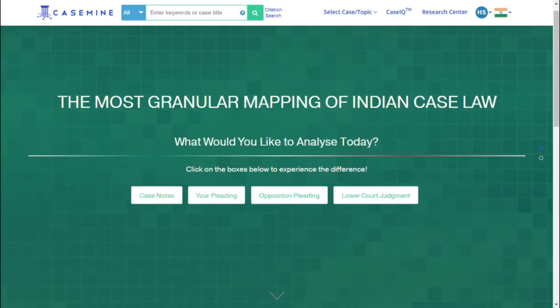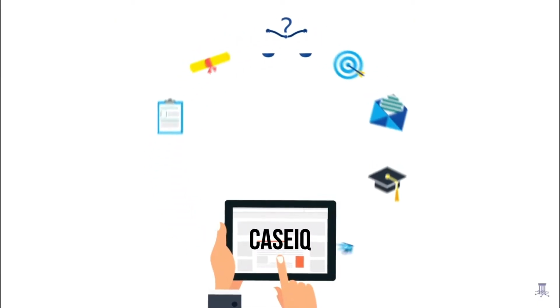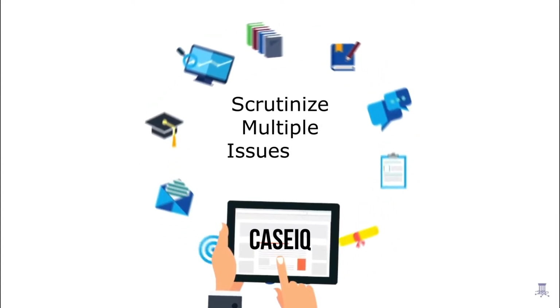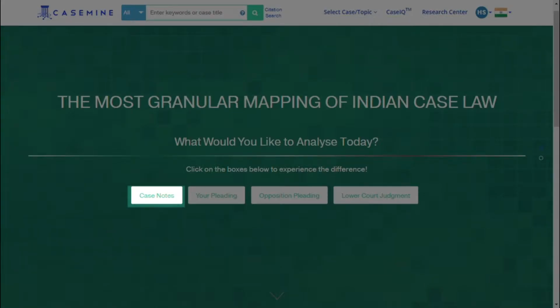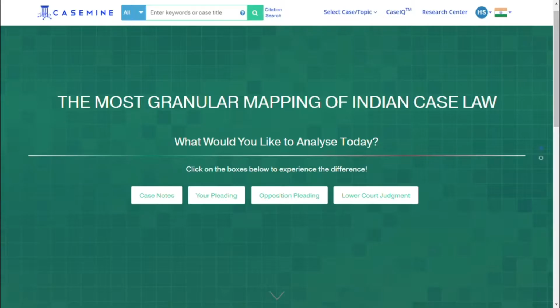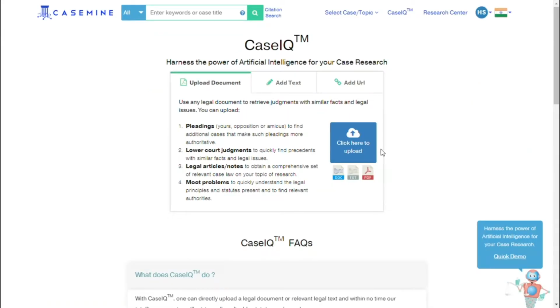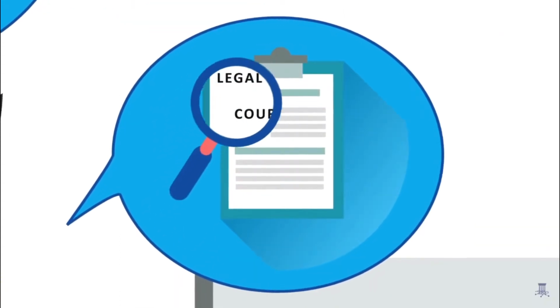At CaseMine, we understand that a clinching precedent is one that not only answers the legal issues relevant to your research, but also deals specifically with similar facts. CaseIQ, our virtual legal assistant, harnesses the power of artificial intelligence and lets you scrutinize multiple issues and facts involved in any document simultaneously. From case notes to legal notices, pleadings to orders of the lower court, you can upload and analyze any type of document on CaseIQ, thus ensuring that you don't start from scratch by allowing you to upload an entire document and analyzing its multiple intricacies the way you would read it in its entirety.